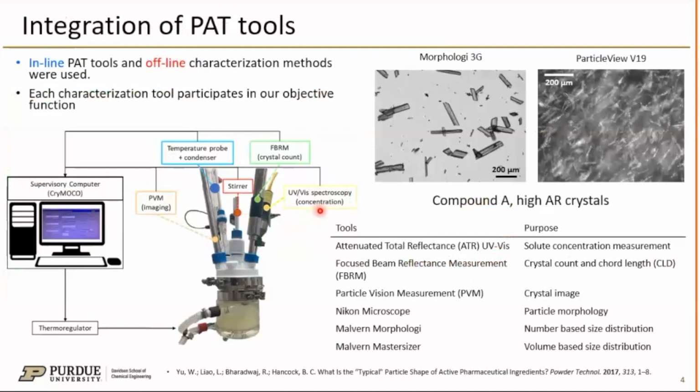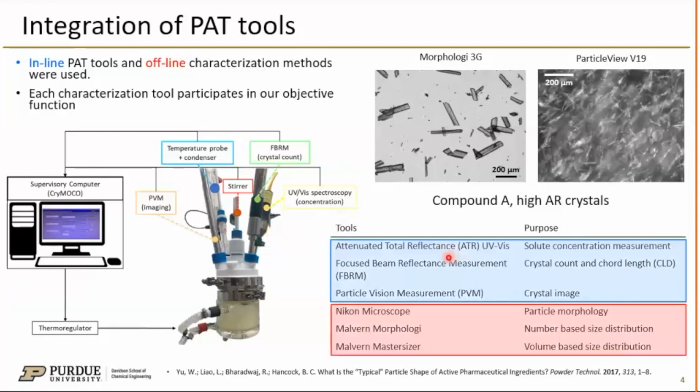In our work, we conducted several experiments in this shown setup by using inline process analytical technology tools and offline characterization techniques to acquire data for model training. We utilize all the PAT tools we have, such as UV for concentration, FBRM for crystal count, and PVM to detect the crystallization mechanisms during the experiments as inline tools. Offline tools were used for particle size and shape characterization, which were also included in our model training.